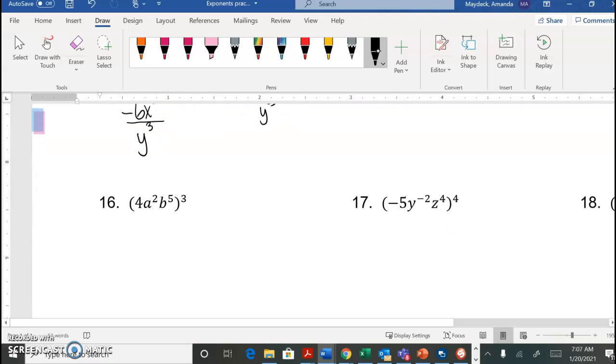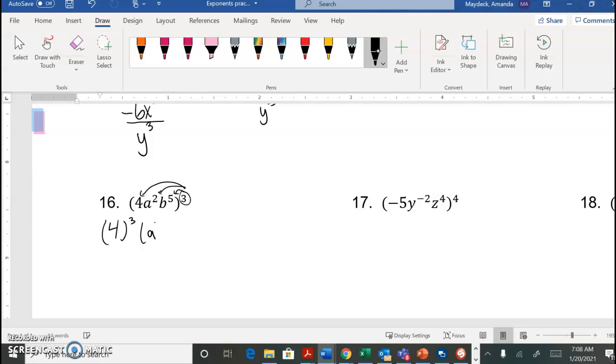The last example I want to go over is where we have a power of a power. So we have an exponent on the outside of all these other exponents. Just like you were doing in these simpler problems, you're going to distribute that exponent. If I distributed it, it would be 4 to the power of 3, a squared to the power of 3, and b to the 5th to the power of 3. And then you can just follow your exponent rules.